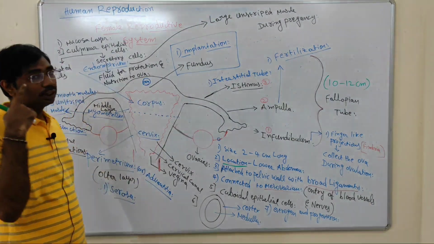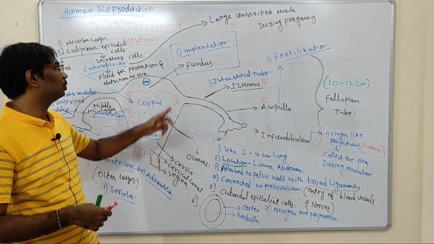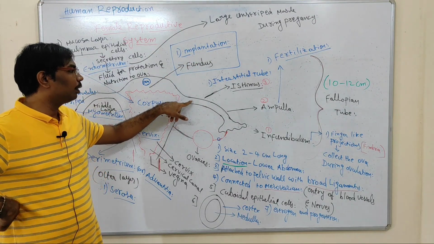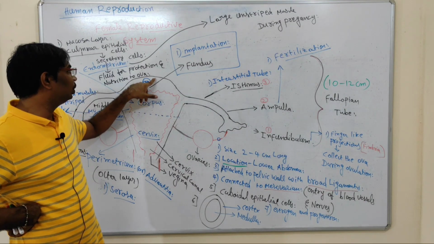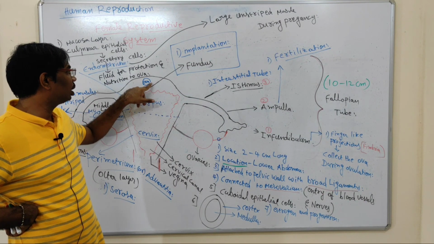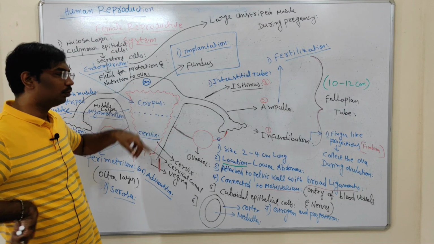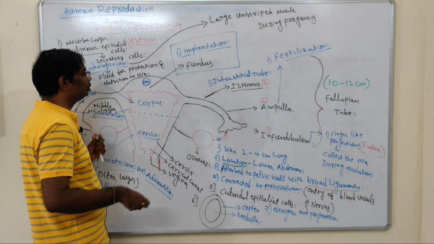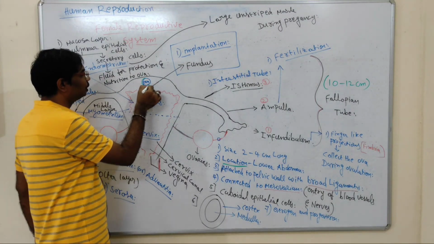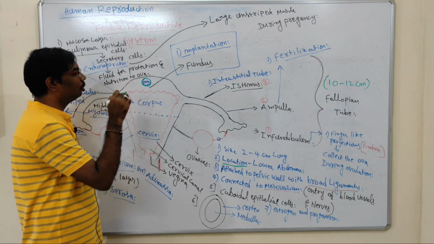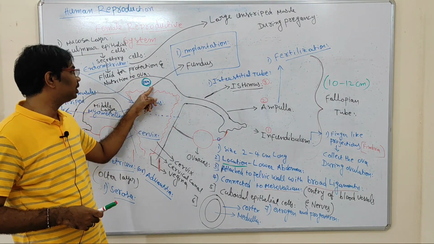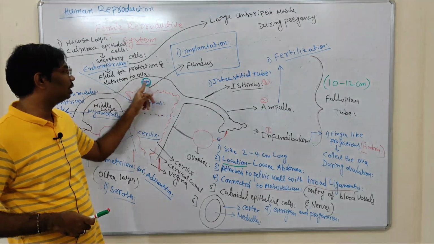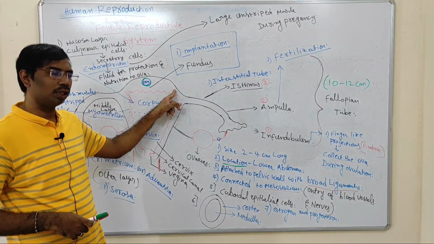The fundus is important for implantation. So what is implantation? After fertilization, the fertilized egg is attached to the uterine wall. See here, the fertilized ova is attached to the endometrium of the uterus in the fundus region. The fundus, this area, is the widest part of the uterus.